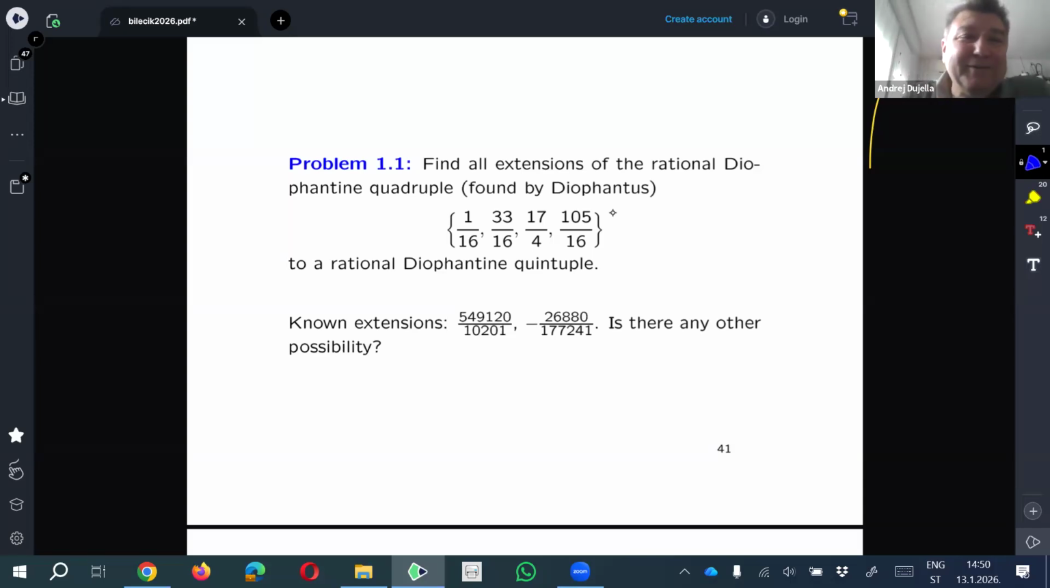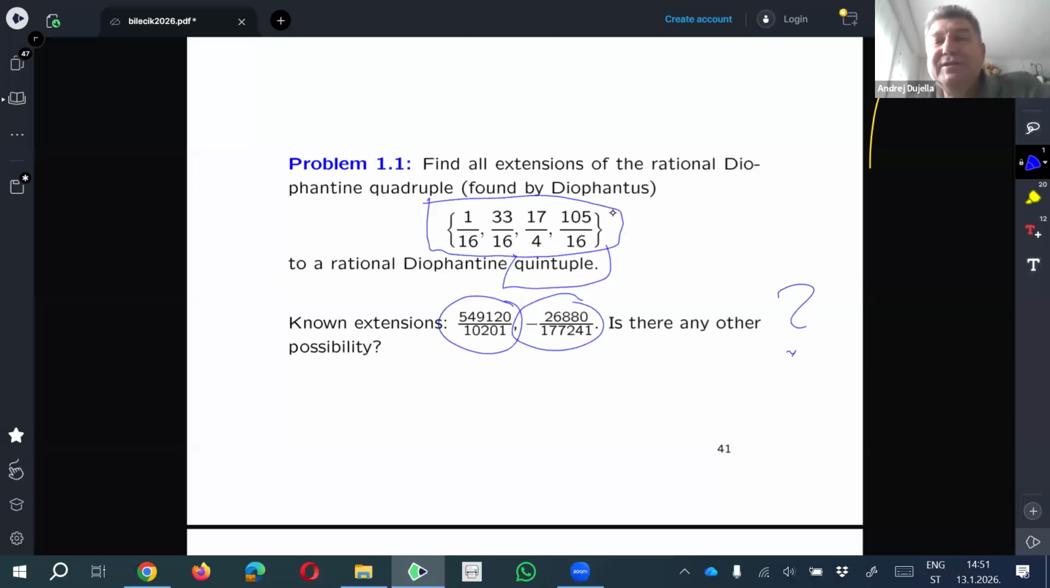And the first one, the first problem from chapter 1, goes back to Diophantus. I started my talk with this quadruple, and I said this is a Diophantine quadruple. I think it is a very natural problem to ask how this quadruple can be extended to a quintuple. The general construction gives two extensions, but is there any other possibility? It is, as far as I know, an open problem, and I find it interesting, and perhaps someone might try to work on it.